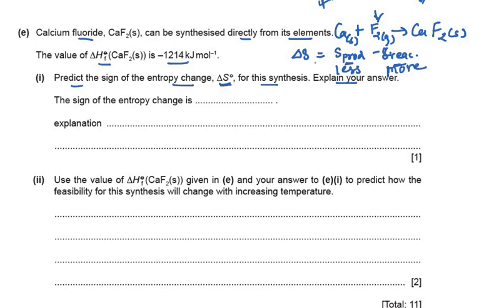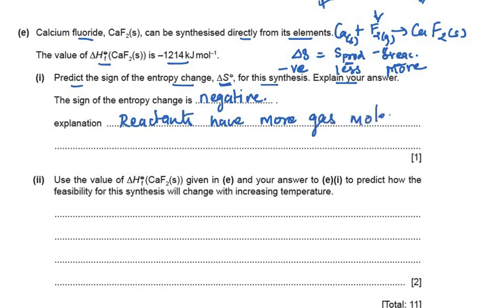So that's the reason that the entropy change is going to end up in the negative value, because the reactant side will have a greater entropy value because of the gaseous molecules present on the reactant side. So the negative value of entropy change we will get, and the reason is that the reactants have more gas molecules. That's the only reason, and that's the entropy of reactant will be greater.